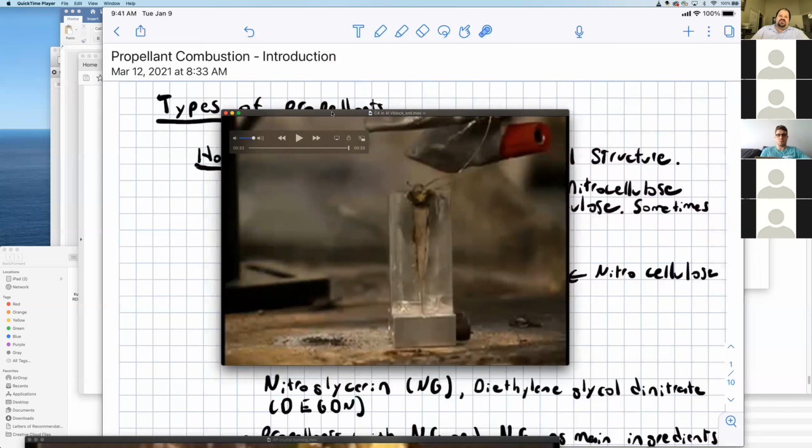It's usually intentional, but it's usually extremely difficult to get a piece of rocket propellant to detonate, which is for obvious safety reasons. You do not want your rocket motor to suddenly detonate if there's some sort of little pressure excursion or something like that.